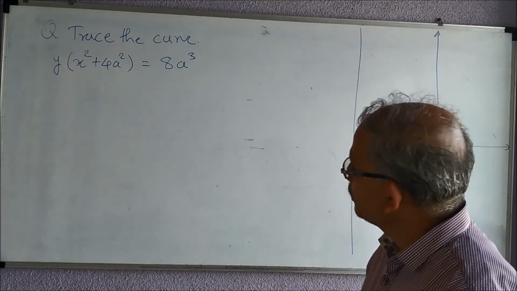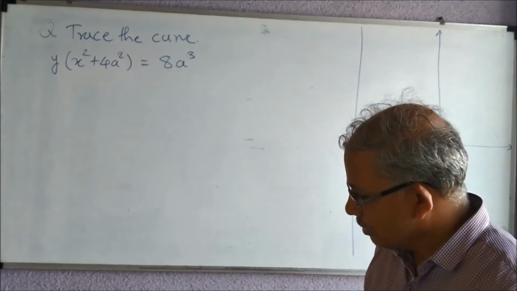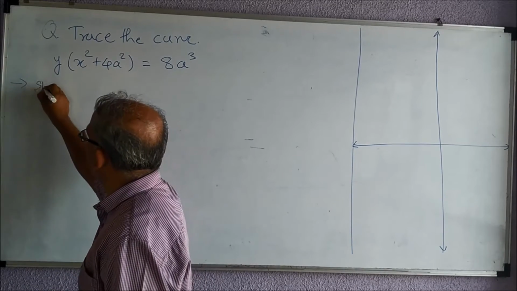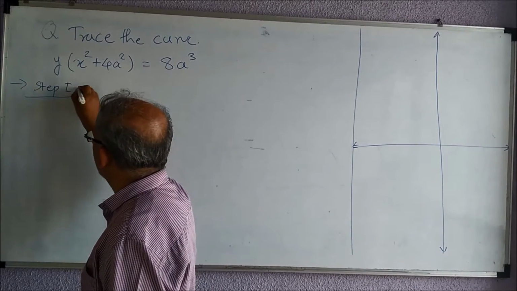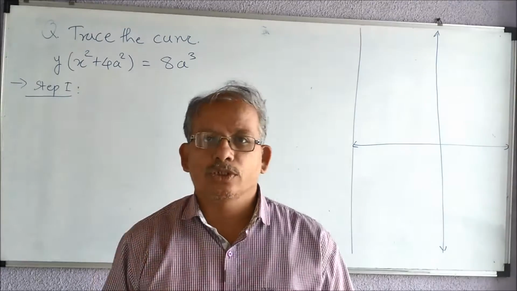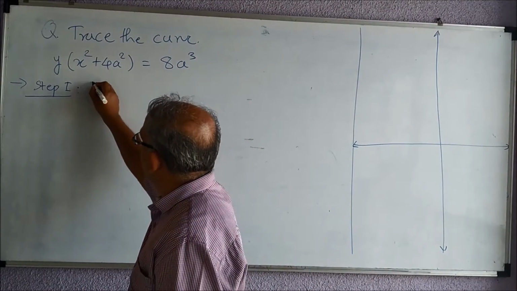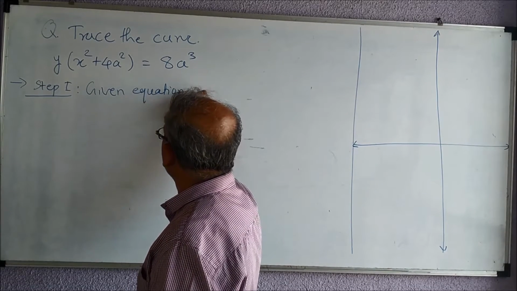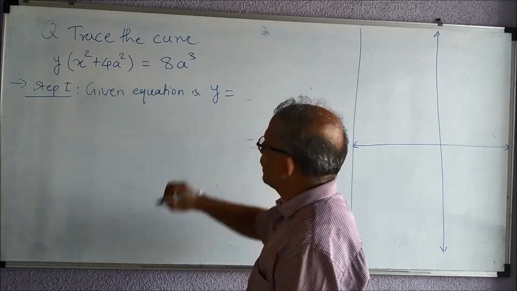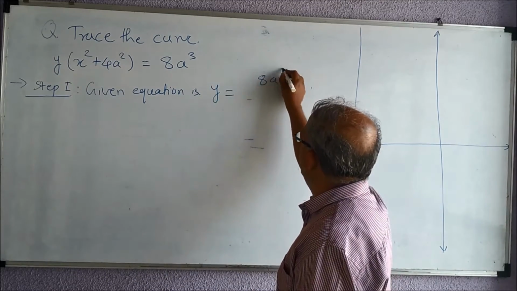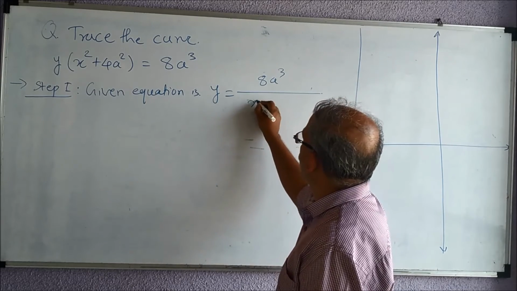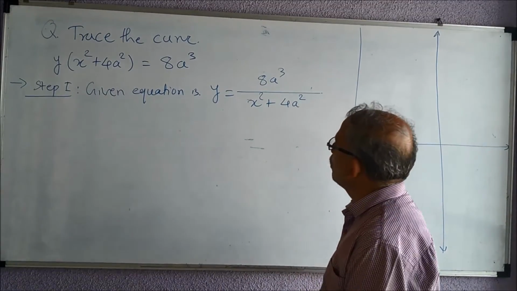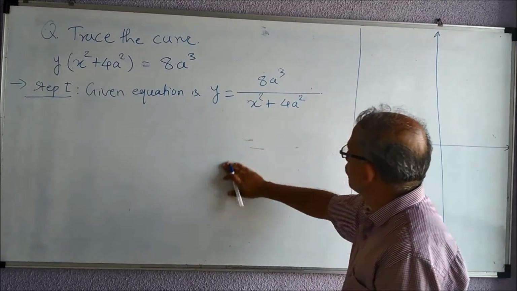So to proceed, I'll go with the step-by-step analysis. Solution. Step 1. First of all, let me rewrite the equation. I'll write the given equation as y equal to 8a cube divided by x square plus 4a square. Fine. So this is the equation.